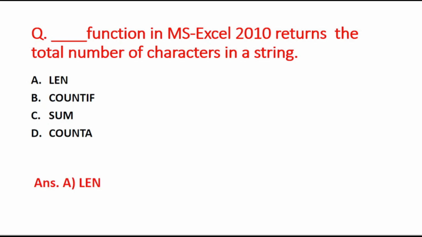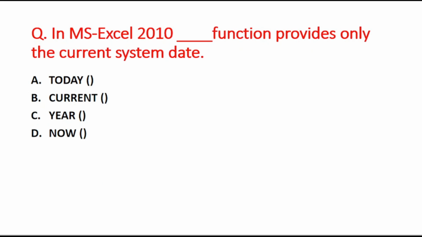Now the next question is, in MS Excel 2010, blank function provides only the current system date. Your A option is today function, B option is current function, C option is year function, and D option is now function. The right answer is option A, that is today function.